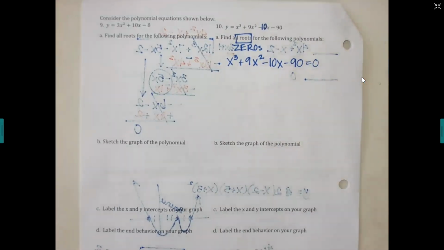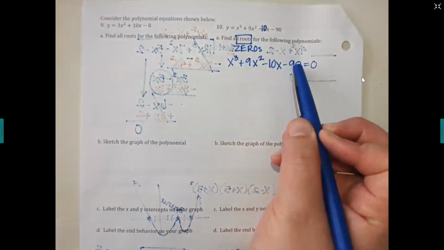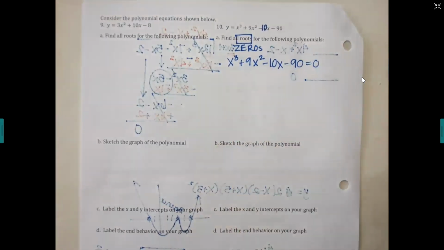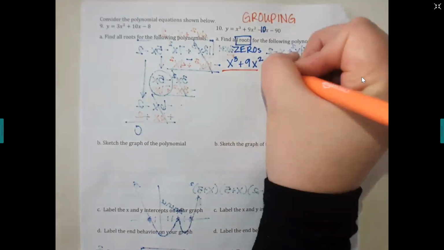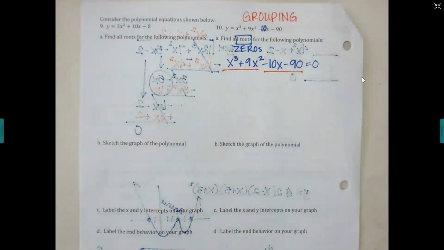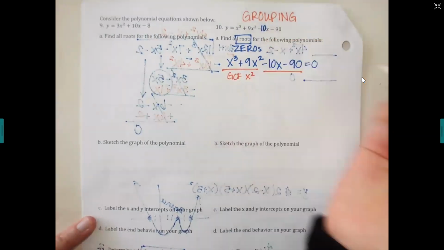Now, when you think about your types of factoring, we have too many terms to do an AC chart, because I have an A, a B, a C, and a D. That's too many. So we're gonna have to do grouping. Okay, so I'm gonna put grouping on this. And then I'm gonna put the first 2 together and then the second 2 together. Out of the first 2, what can I take out of x cubed and 9x squared? Okay, very good. X squared is coming out.